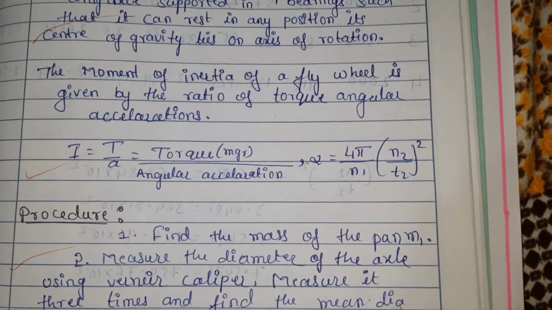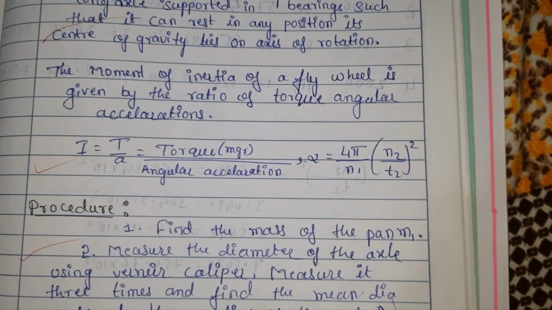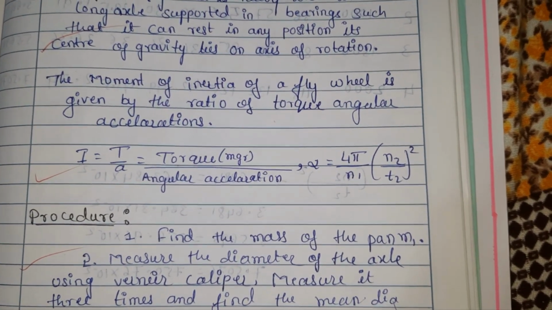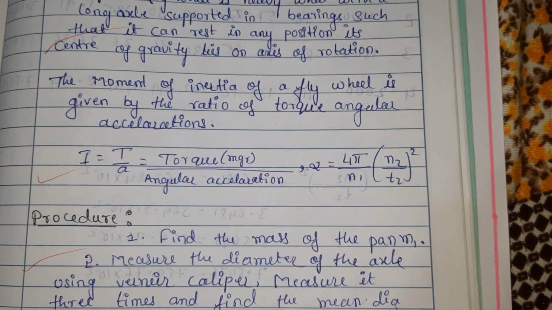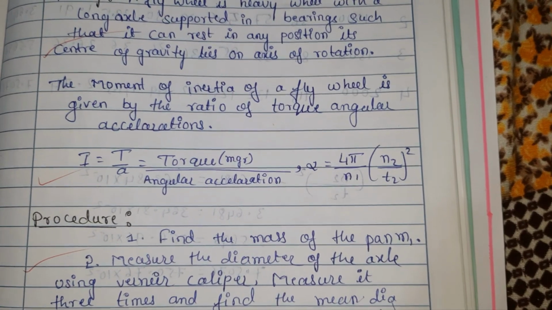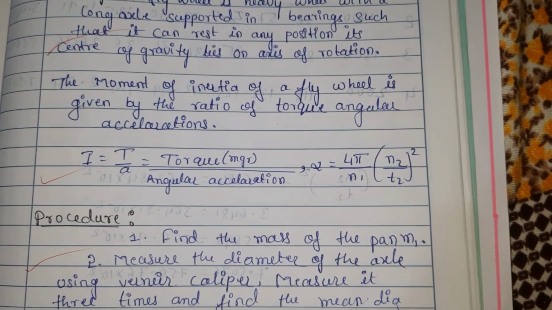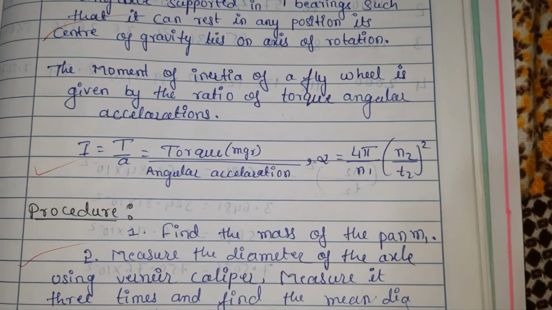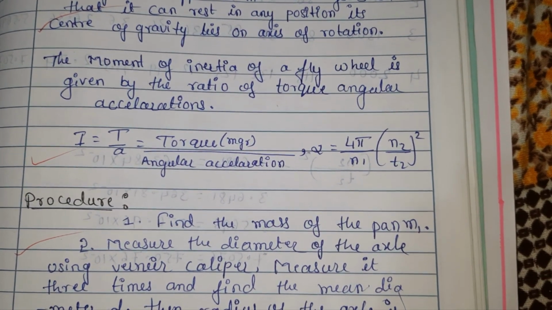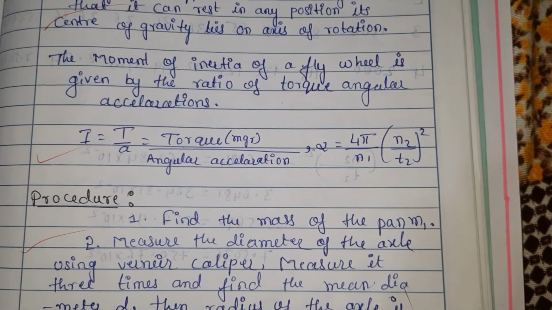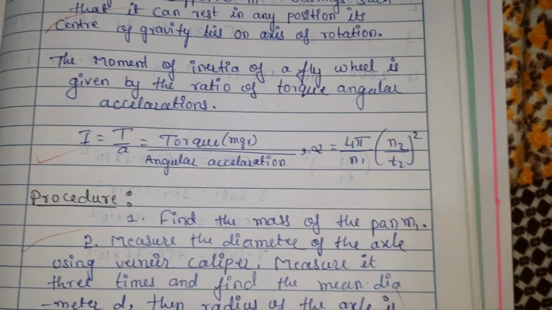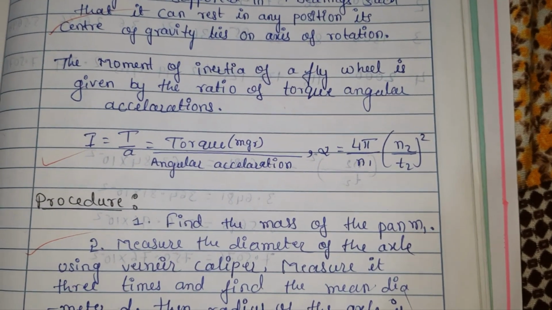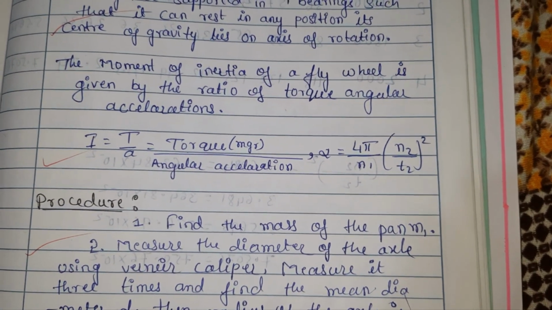Okay, so the moment of inertia of a flywheel is given by the ratio of torque versus angular acceleration. So I is equal to T by alpha. So T is what? Torque, that is mgr, mass into gravity into radius. Then alpha is what? Angular acceleration.